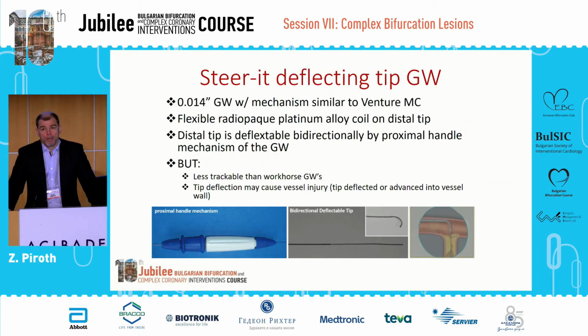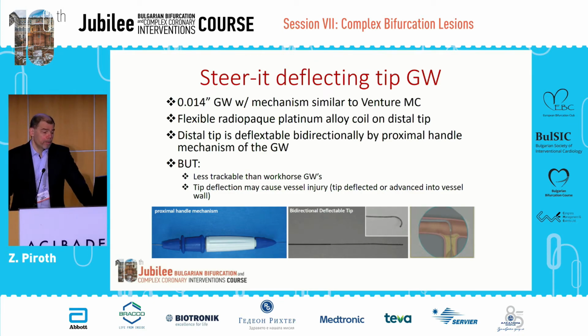On a similar idea, there is a steered deflecting tip guide wire. It's a 0.014-inch guide wire with a mechanism similar to the Venture microcatheter. It has a flexible radiopaque platinum alloy coil on the distal tip, and this distal tip is deflectable bidirectionally by a proximal handle mechanism of the guide wire. But again, of course, it comes at a price. It is less trackable than workhorse guide wires, and of course the tip deflection may cause vessel injury, because if it's deflected or advanced into the vessel wall, of course you may dissect the main artery.